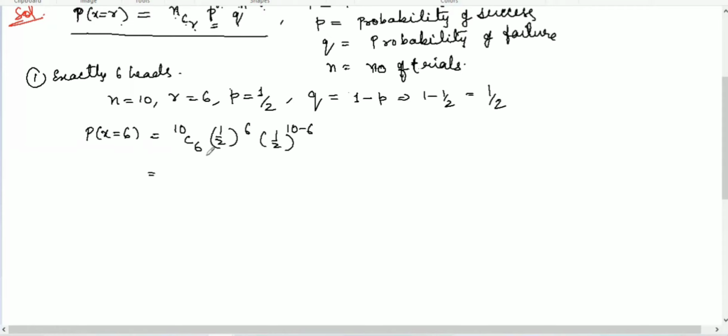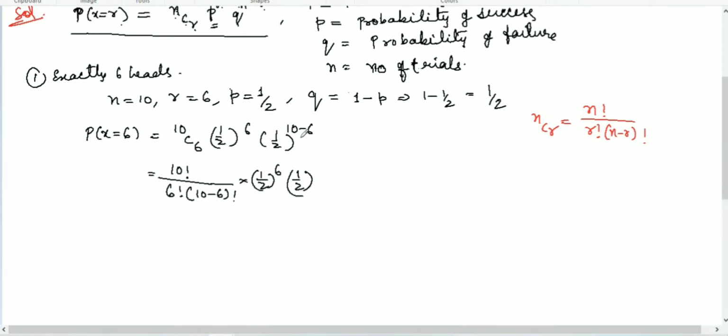So this is the binomial coefficient. The formula of nCr is equal to n factorial over r factorial times n minus r factorial. So we will write down this formula: 10 factorial over 6 factorial and 10 minus 6 factorial. Then we have multiplied by half to the power 6 and then half to the power 10 minus 6, which will be 4.